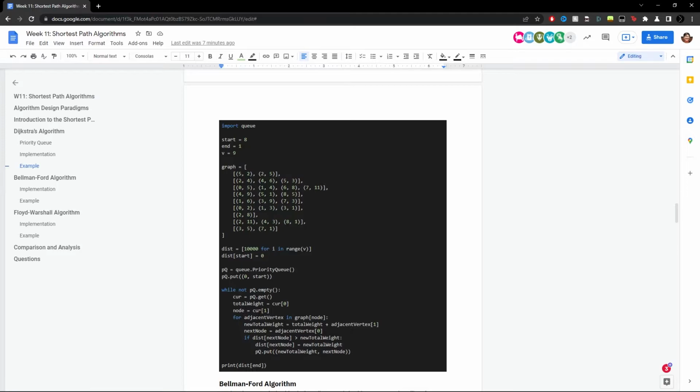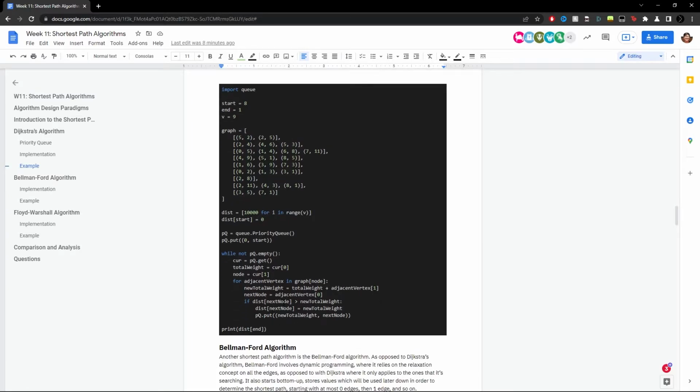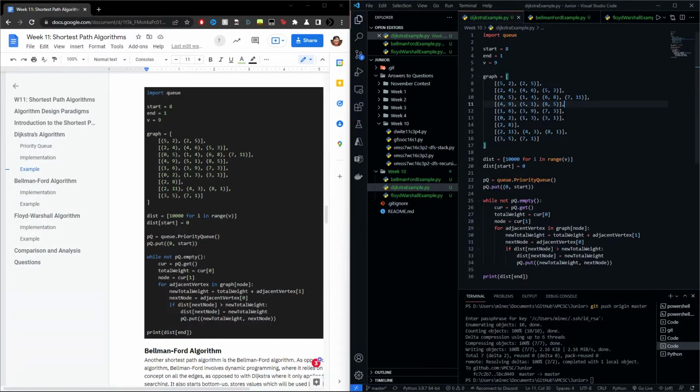And then I get the current node I'm searching from. And then I just do the normal thing where I check all the adjacent vertices. I get the new total path by adding that weight, and I get the adjacent vertex. And then from here, I just check: is this current new path less than the distance I currently know of? And then I update it if it is, and I add it to the priority queue, and I get the distance at the end.